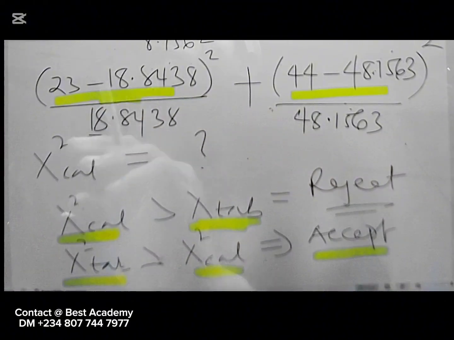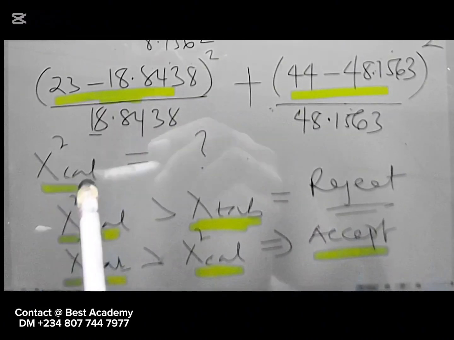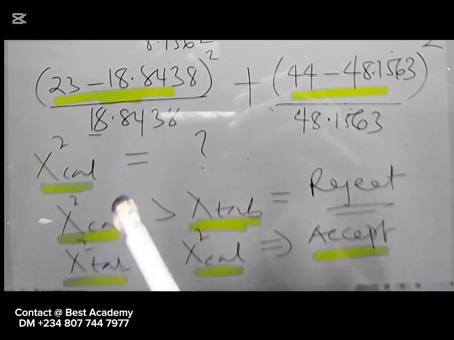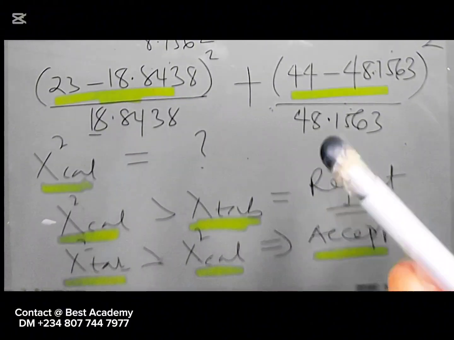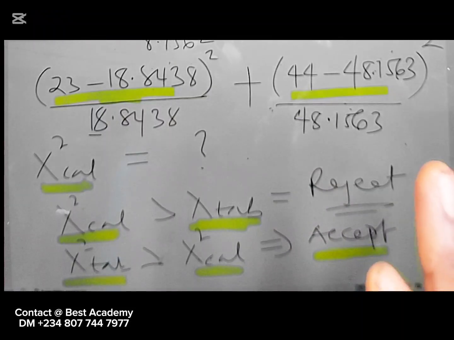Now this is the only way you can understand how to state hypothesis. After calculating, if this one here is greater than the tab, you say we reject. If the tab is greater than this one, we accept the hypothesis. So this is how to state hypothesis in terms of chi-square test.